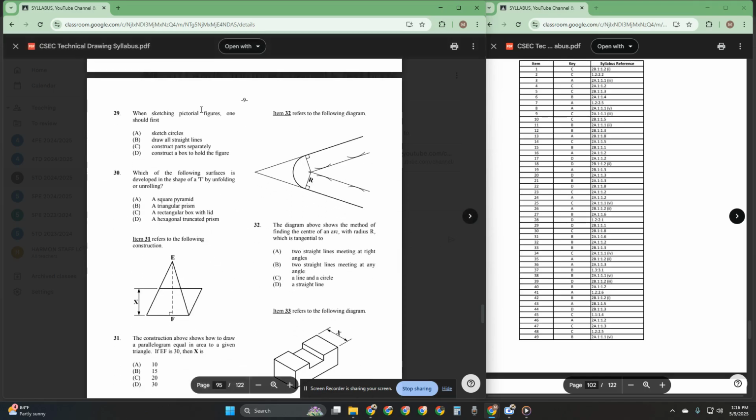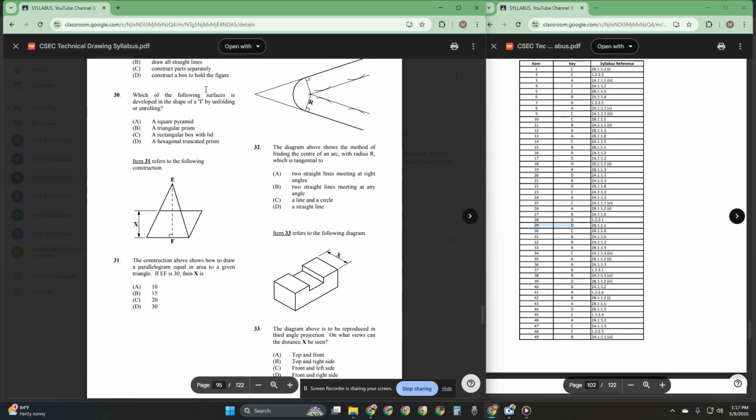29. When sketching pictorial figures, one should first sketch circles, draw all straight lines, construct parts separately, or construct a box to hold the figure. Yes, the answer is D. I don't always do it, but it's the correct thing to do. Construct a box to hold the figure. 29D.